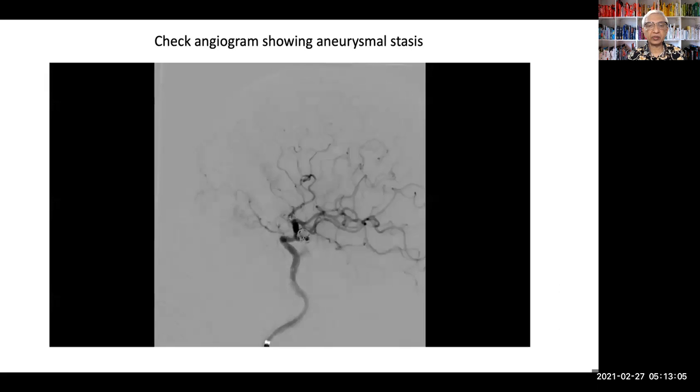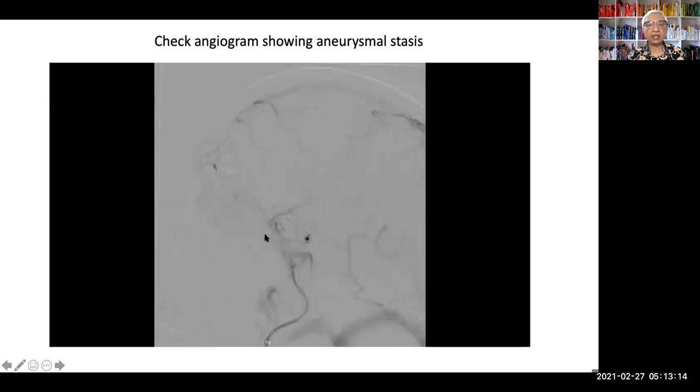And look at the check angiogram. This shows stasis. It shows filling of the vessel normally. It shows we have good opposition, and we were happy with the end result.